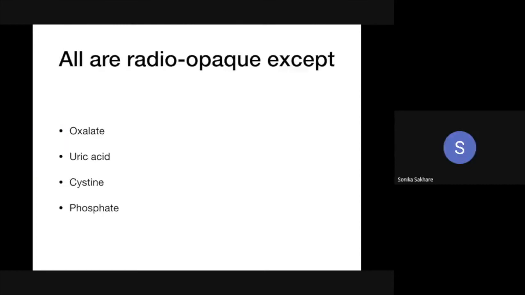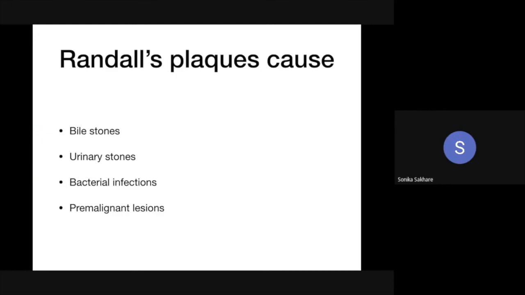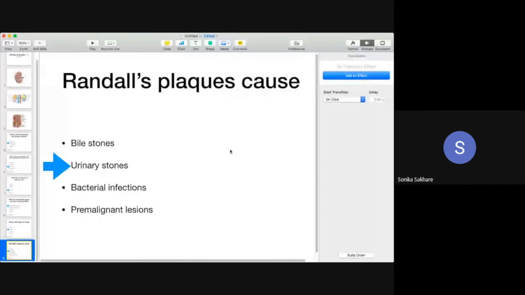All are radio-opaque except. So use your mnemonic here, which is radiolucent? Uric acid. That's good. Randall's plaques will cause urinary stones. Right, so they're not pre-malignant. Plaques like leukoplakia would be the pre-malignant conditions. These are just to do with stones.